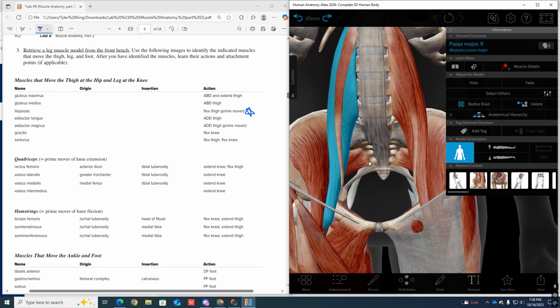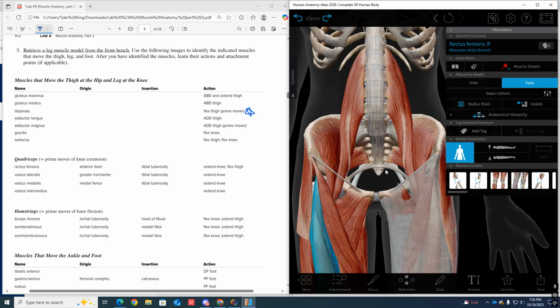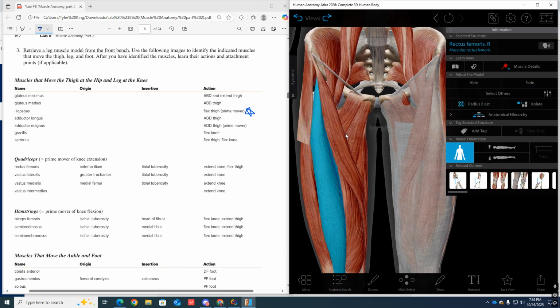Let's get out of this view here, perfect. So let's unfade these guys real quick. All right, adductor longus. It's a muscle that is going to adduct the hip. Adductor longus means it's long. There's one muscle right below it called the adductor magnus. Remember, magnus means it's the largest. Like the foramen magnum, the largest hole in the body, this is the largest adductor in the body, the adductor magnus. Adductor longus is the longest adductor muscle.